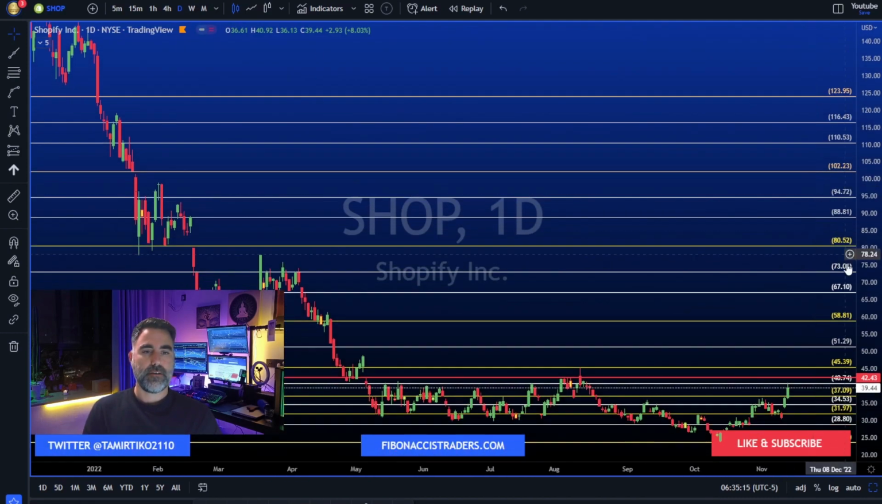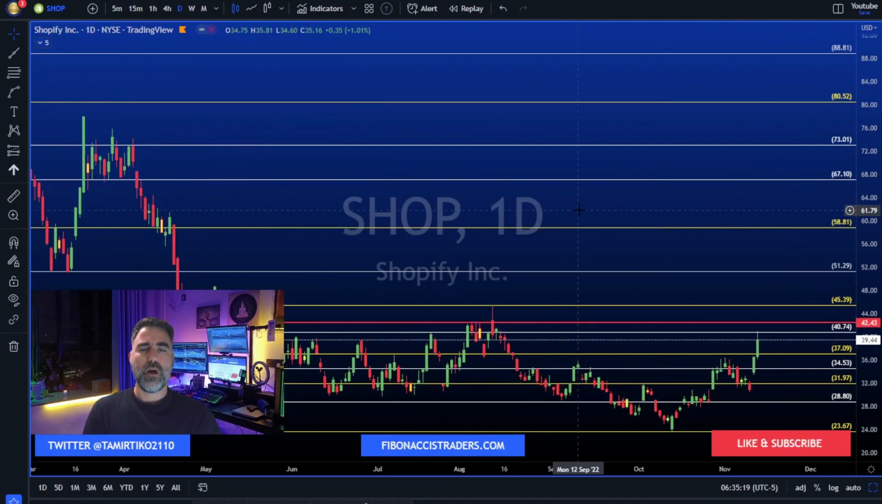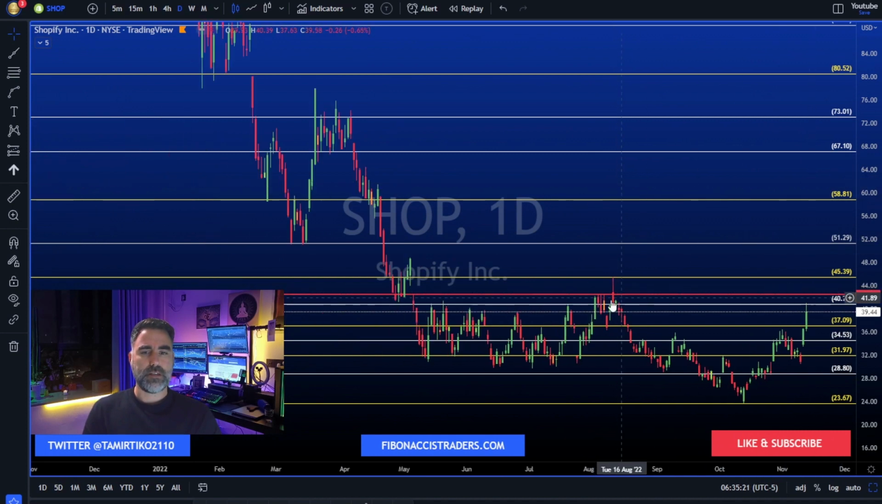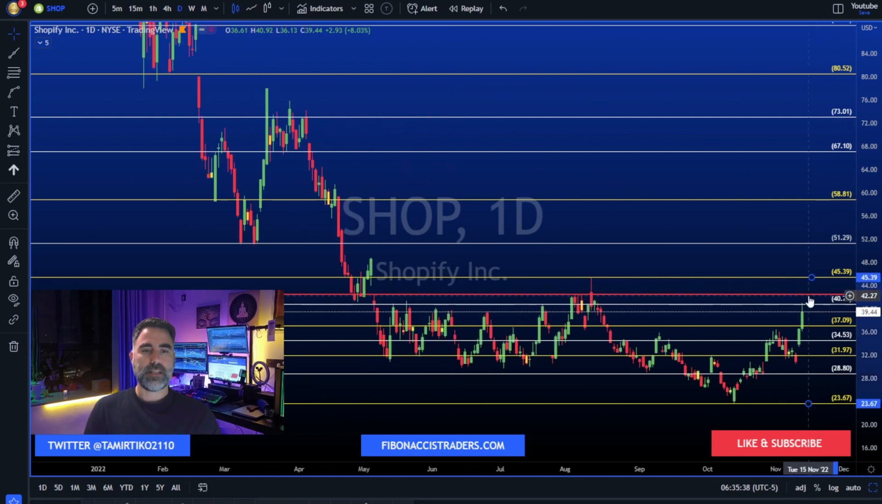Shopify, another name that we like to analyze, and we see that between the 40-42 area, bulls need to finally break up and above, because this area is a very important resistance area since May of 22, and now coming back, retesting this area, breaking up, we could see a bull run towards the 60 area.